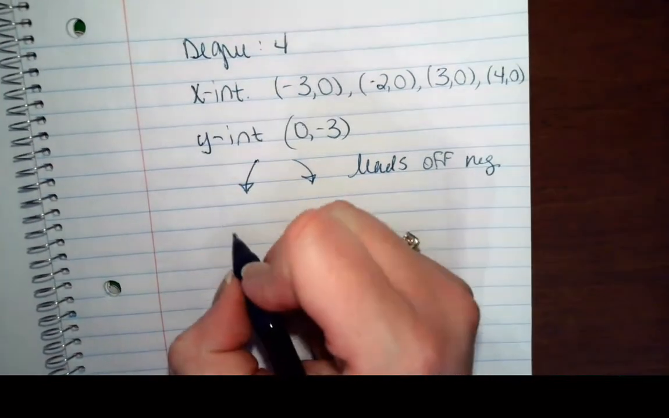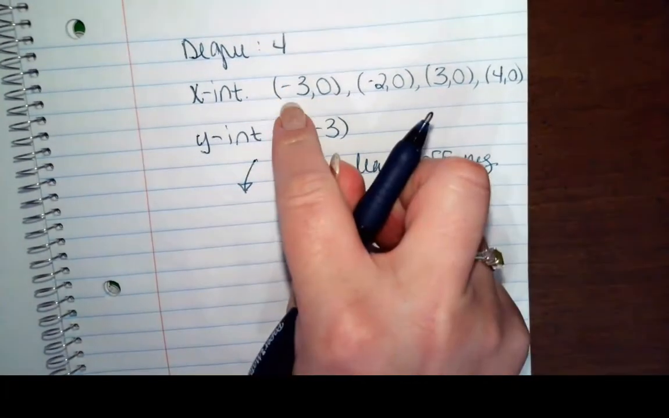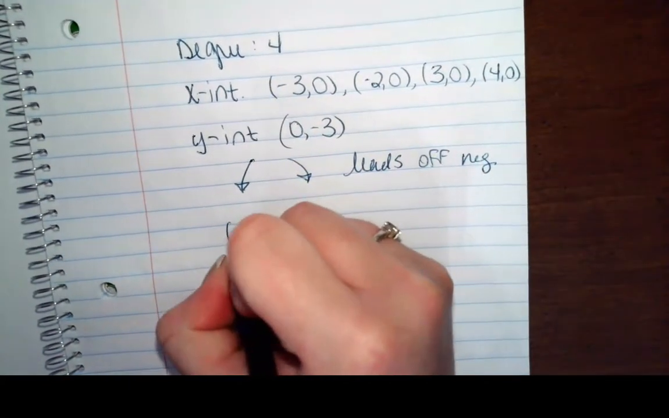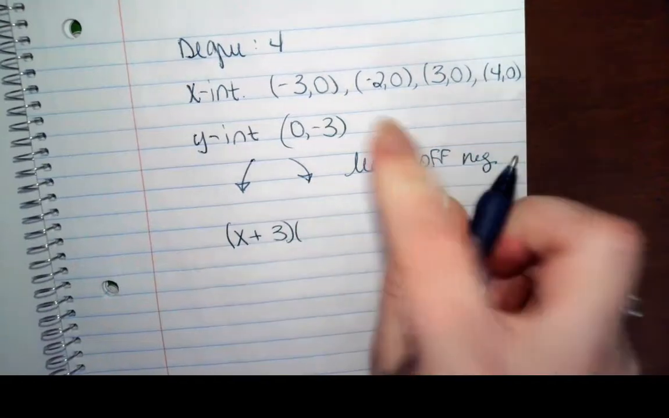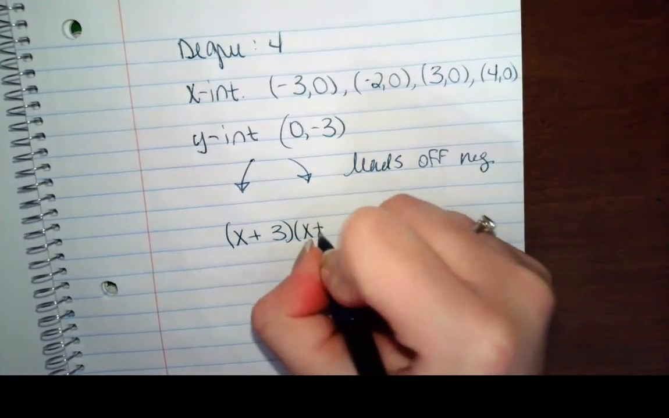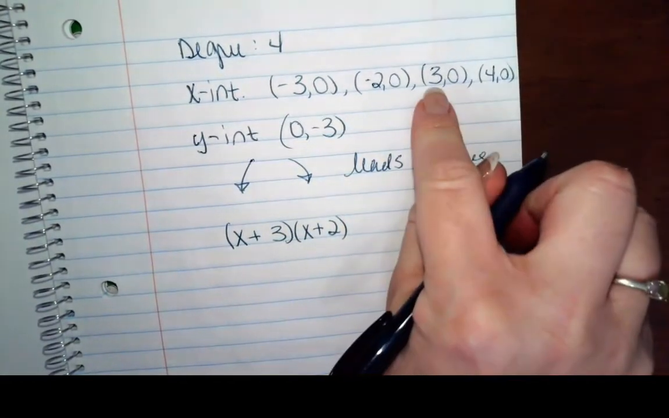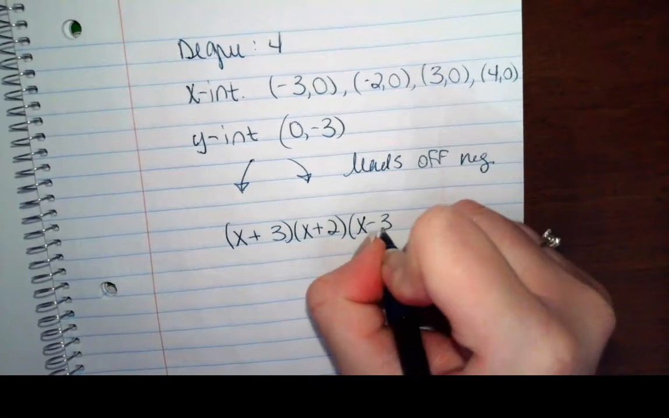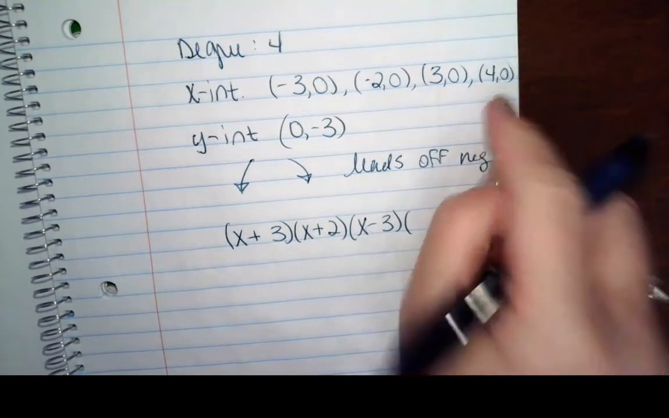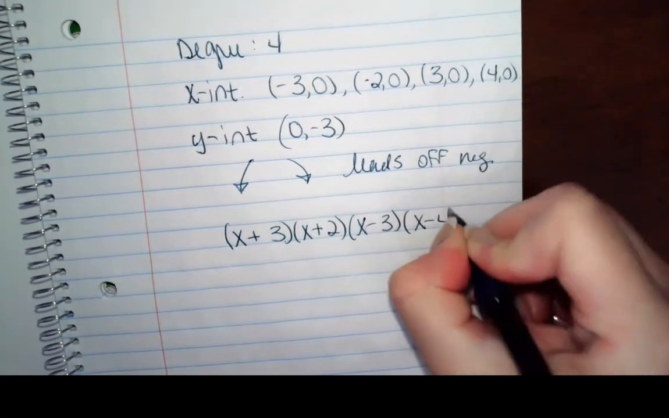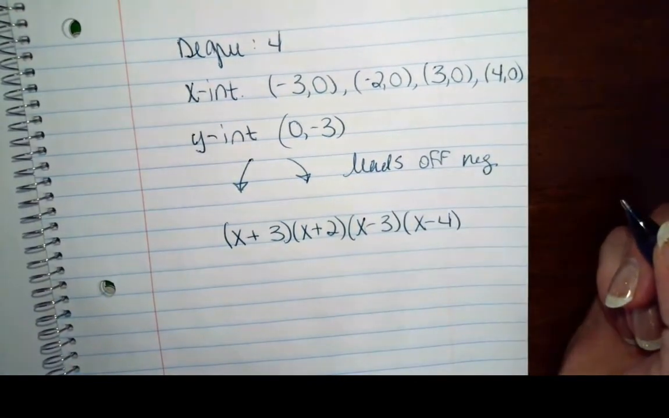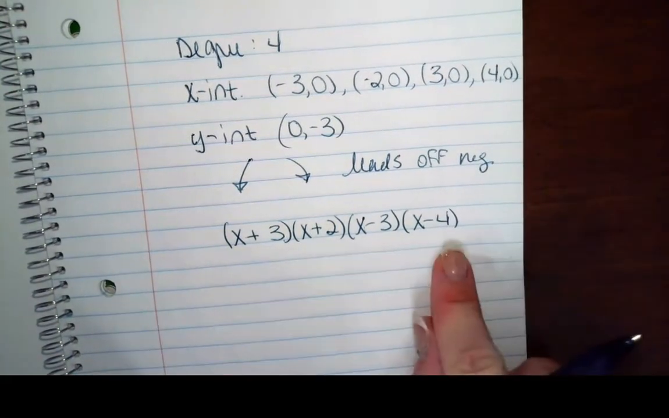Okay, so what am I going to do first? Deal with your x-intercepts first. So if I have a -3 for a solution, my factor is x plus 3. -2 for a solution, my factor is x plus 2. 3 for a solution, my factor is x minus 3. And 4 for the last solution, my factor is x minus 4. So this is what I've got so far.